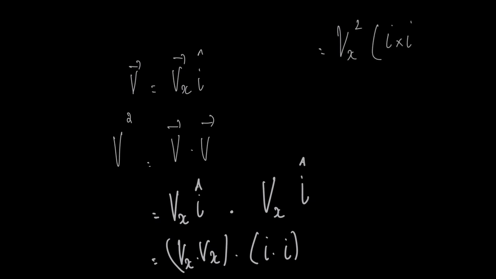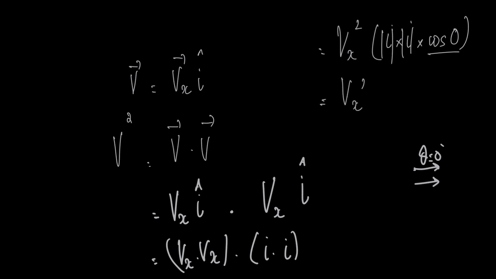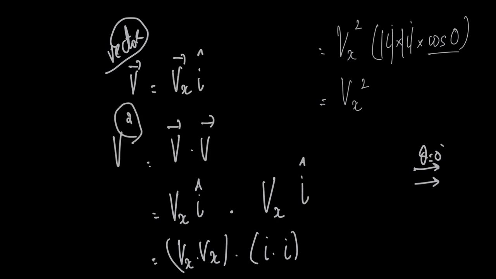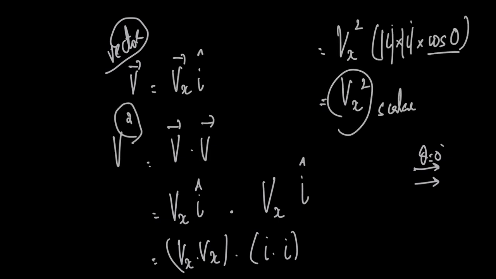What is I dot I? It is the magnitude of I times the magnitude of I times cos of the angle between I and I, which is cos 0, because the angle between two I vectors is theta equal to 0. So cos 0 is 1, the magnitude of I is 1, the magnitude of I is 1, so this becomes vx square. So v, which was actually a vector, when squared becomes a scalar. So squaring of a vector results in the loss of the sense of direction.